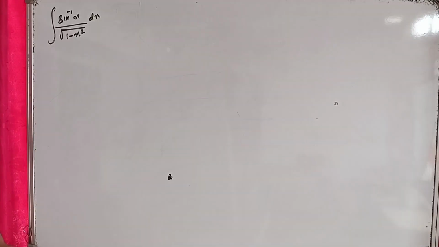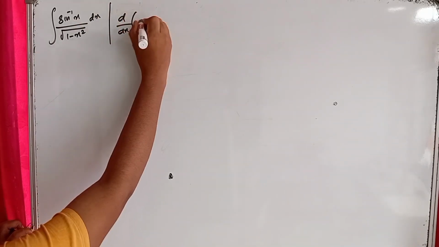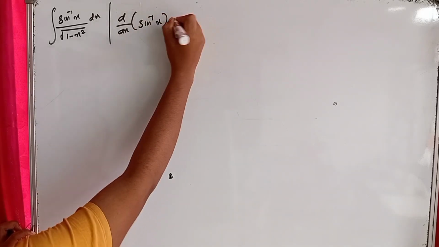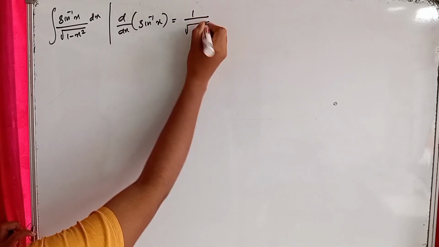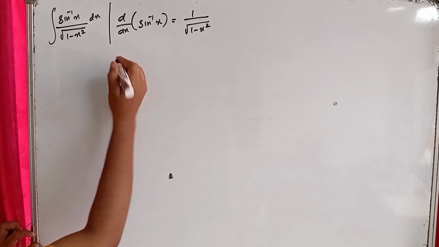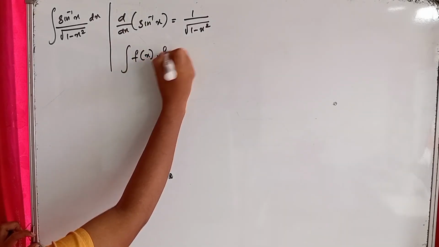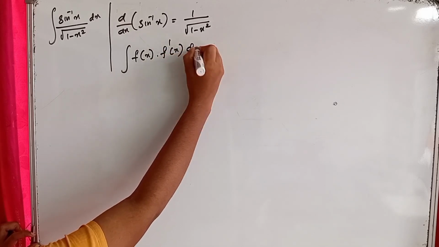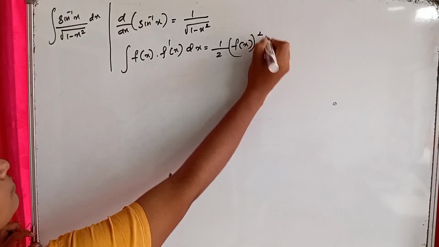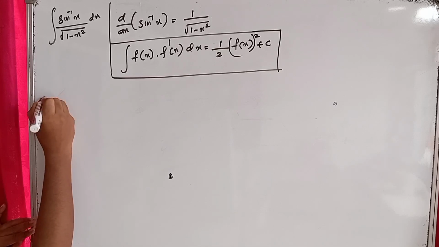The next question, integrate sin inverse x by root of 1 minus x square dx. Here we differentiate the numerator sin inverse x. We know that the derivative is 1 by root of 1 minus x square. That is integral f of x into f dash of x. This is another formula: integral f of x into f dash of x dx equal to 1 by 2 into f of x all square plus c. It's another useful formula.